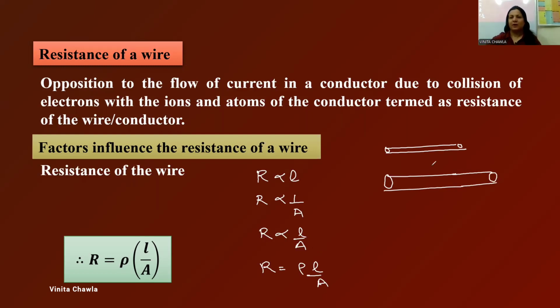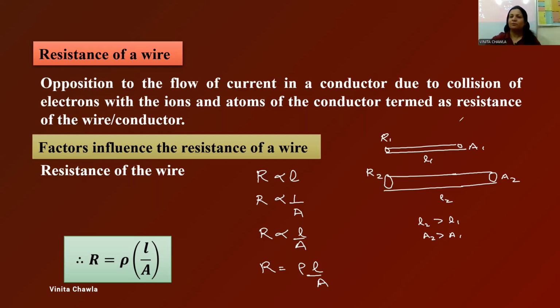This is L1 and this is L2. If you want to link, you can. A1, A2. So L2 is greater than L1, A2 is greater than A1. So they have different area of cross section and they have different lengths. So their resistance is also different. It has resistance R1, it has resistance R2.